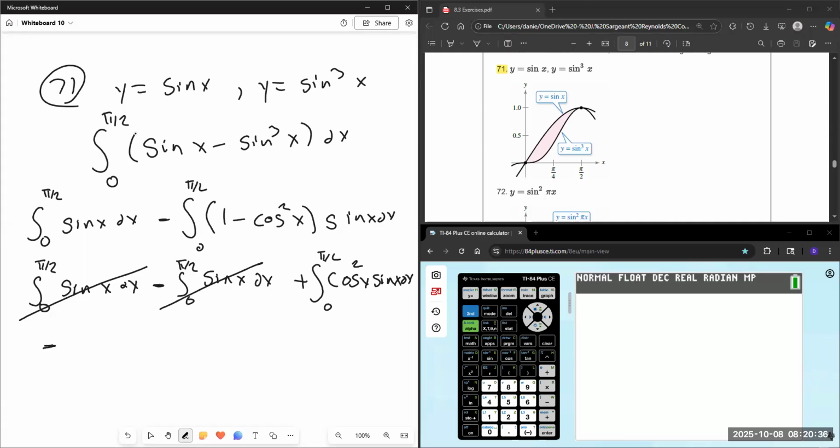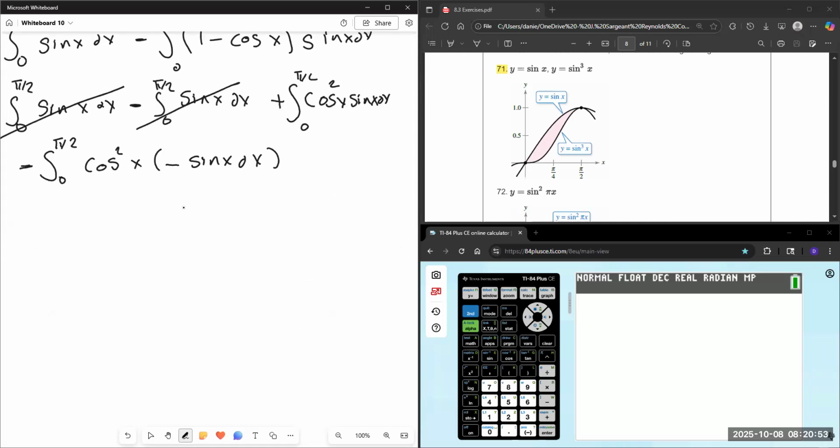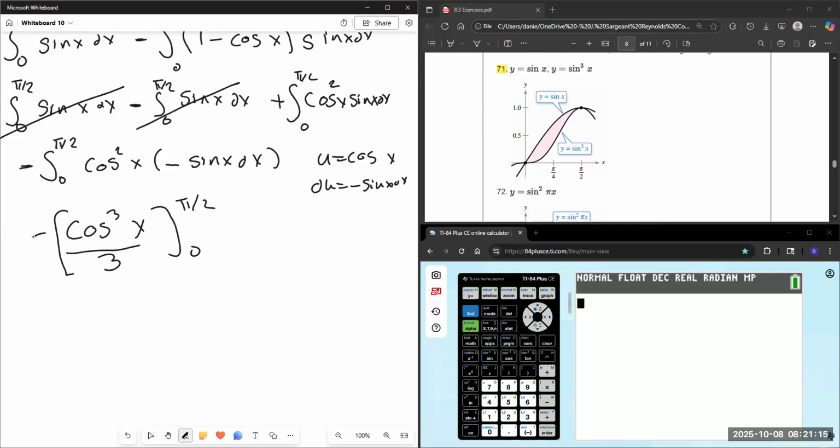So I'm going to end up with a negative integral from 0 to pi over 2 of cosine squared x times negative sine x dx. That's a u to the n du substitution, where u is equal to cosine of x, and du is equal to negative sine x dx. I won't actually change everything to u's here. I'll just say that this is negative cosine cubed x over 3, evaluated from 0 to pi over 2.